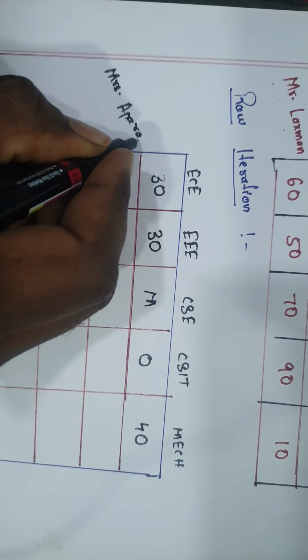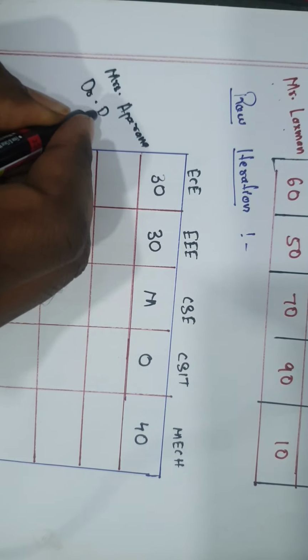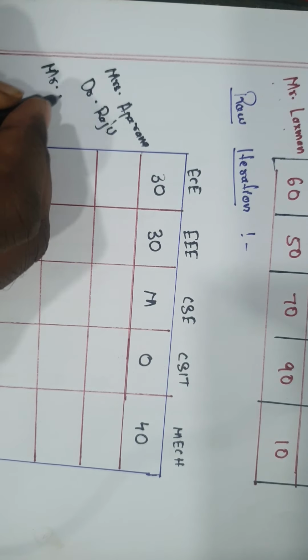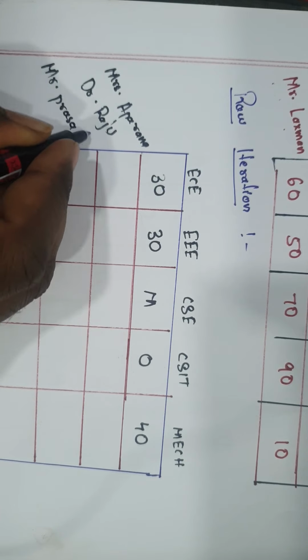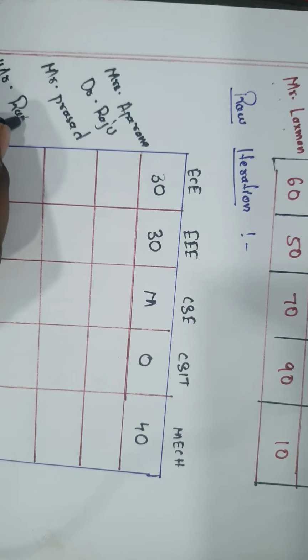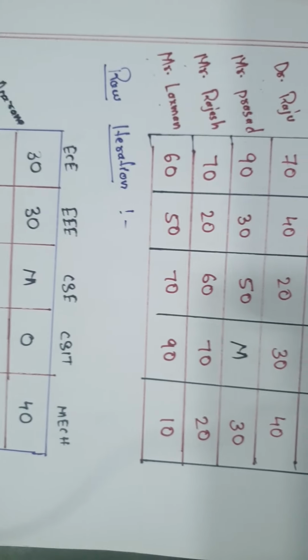Miss Aparna. Next one is Dr. Raju. Next one is Mr. Prasad. Next one is Mr. Rajesh. Next one is Mr. Lakshman. Like this, names are given. So after that you have to select the second row.